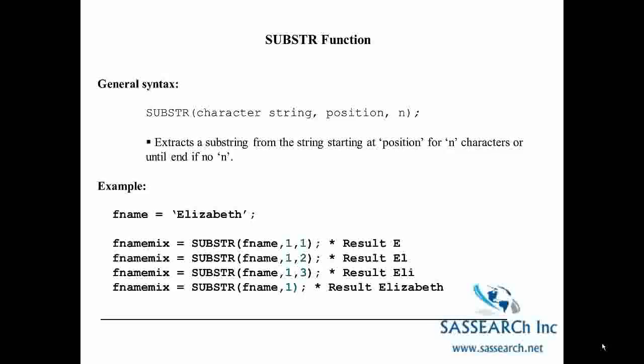In the last example, all we have is fname, 1. If there's no third parameter for n entered, then the result is it's just going to take the full name. It's going to go from the first position all the way to the last position in the character string. So again, you can use this in a medical setting if you needed to take apart a patient's subject ID and pull off one part of the ID.